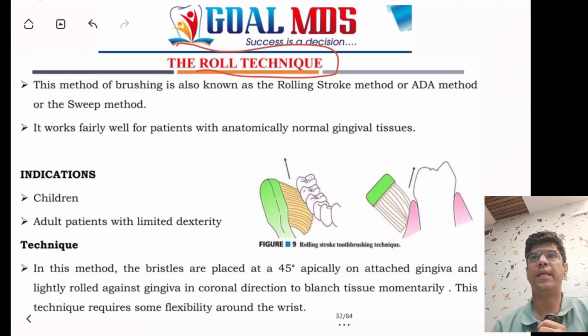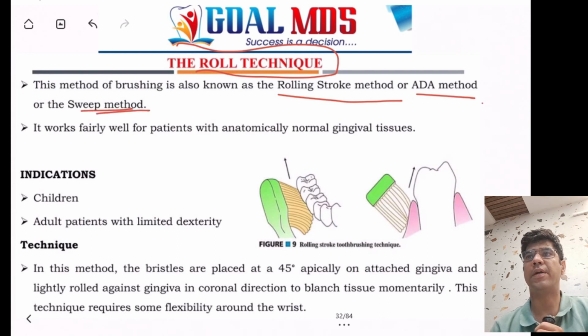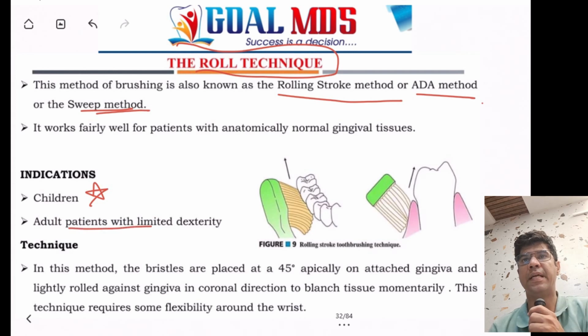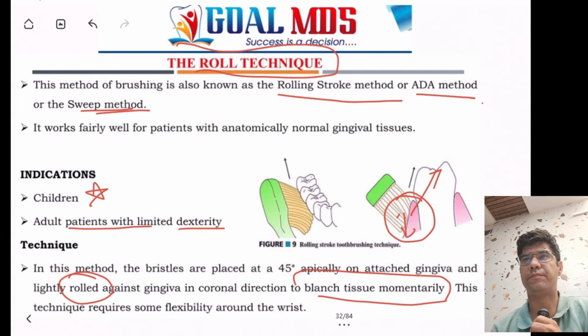The other is the roll technique. It is also known as the rolling stroke method, ADA method, or the sweep method. This method is indicated in children and adult patients with limited dexterity. The bristles are placed at a 45-degree angle apically on the attached gingiva and lightly rolled against the gingiva in a coronal direction to blanch the tissue momentarily.